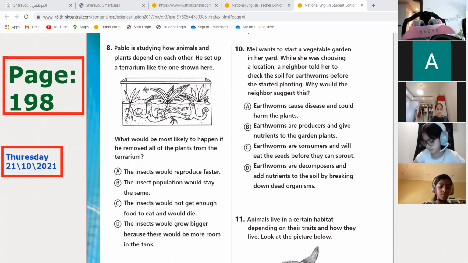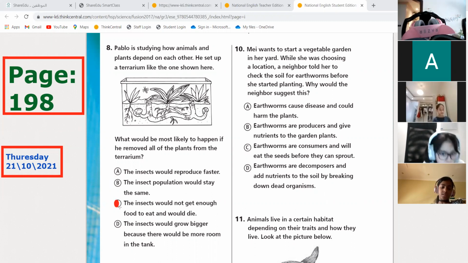So, if they removed all the plants in the terrarium, what would happen? The insect would reproduce faster, or the insect population would stay the same? The insect would not get enough food and would die. Or the insect would grow bigger because there would be more room in the tank. What do you think? Number 3. Okay, the insect would not get enough food to eat and would die.